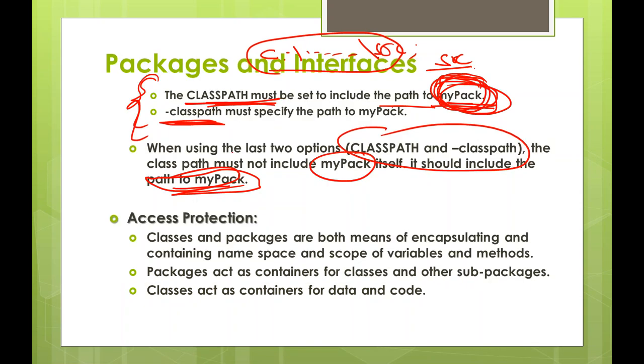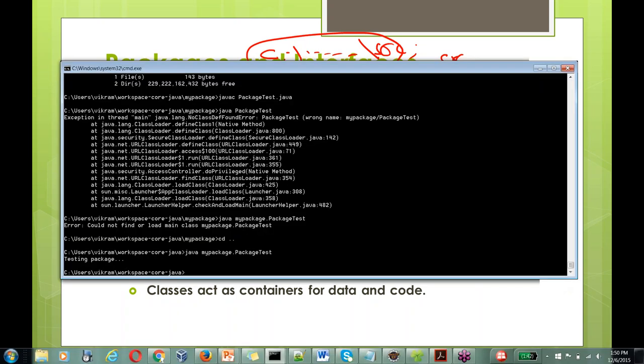Either when you are specifying classpath, or when you are specifying the hyphen classpath option. Are you all able to see my screen? You are seeing the command prompt right now, right? So whenever we are running, we should always be one level above.